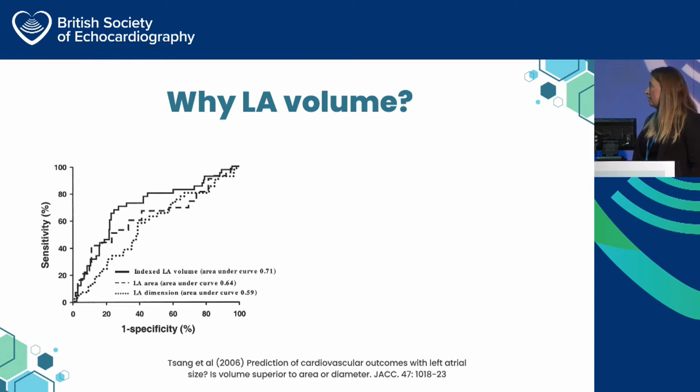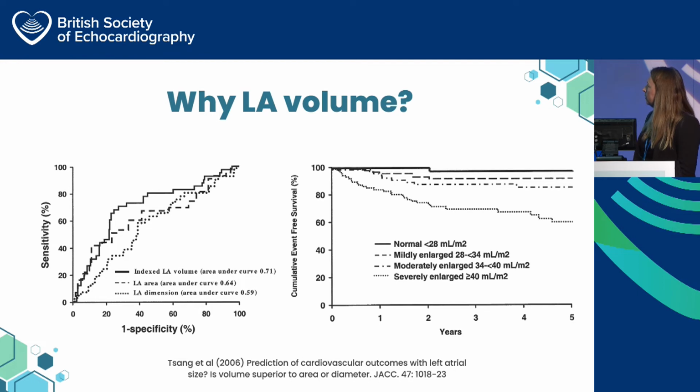Now, if you're not used to looking at these graphs, all you really need to understand is the bigger the area underneath the graph, the more accurate the measurement is. So you can see that the solid line, left atrial volume, is considered to be a more accurate measure. And that makes sense, doesn't it? We're considering the length of the atrium, we're looking at the volume in two orthogonal planes, 4-chamber and 2-chamber. That makes sense to us that it would be more accurate.